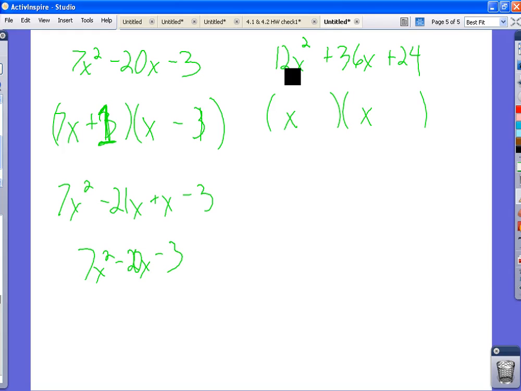Can we get to 24? Yes. 12 and 2. 6 and 4. 8 and 3. See all the combinations we can make? Does that make for a long day of guessing and checking? Yeah, it does. It makes for a long day of guessing and checking.